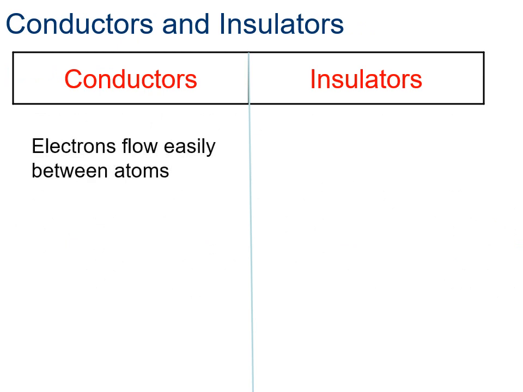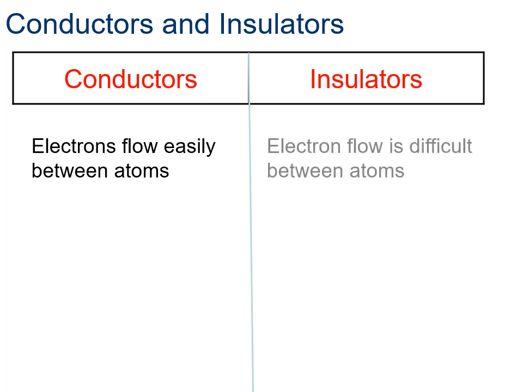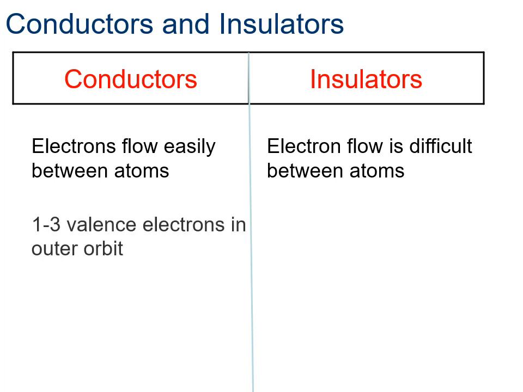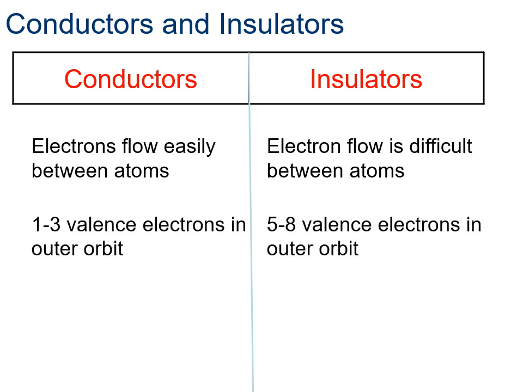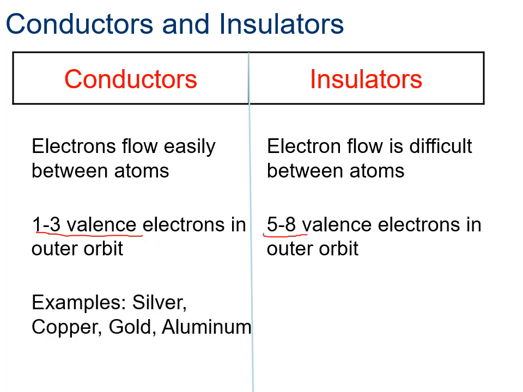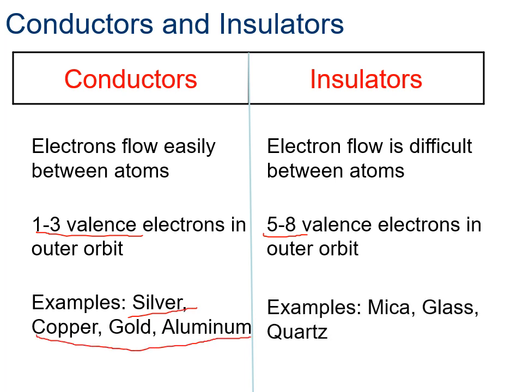Conductors are described as materials where electrons can flow easily, and typically metals. Insulators are things where electrons don't really flow very well. Electron flow between atoms is very difficult. Conductors tend to have 1 to 3 valence electrons. Insulators tend to have a lot more. Good examples of conductors are, again, metals: silver, copper, gold, aluminum. Good insulators: mica, glass, and quartz.